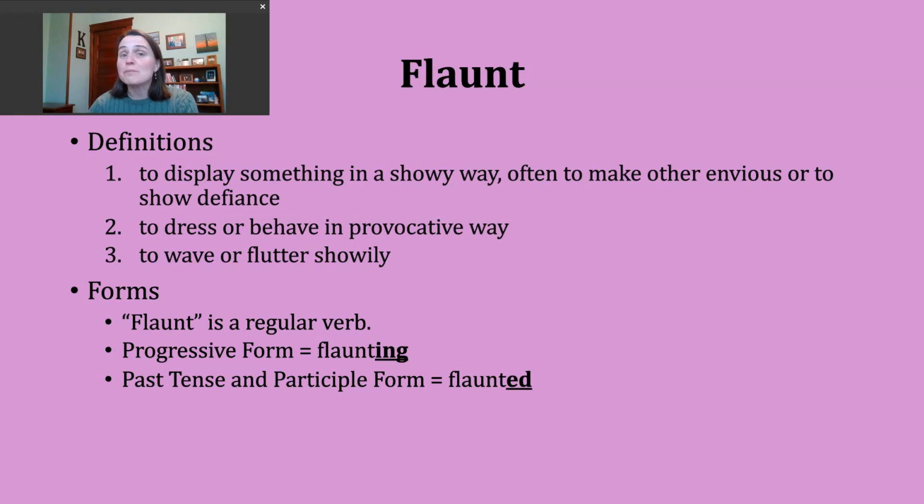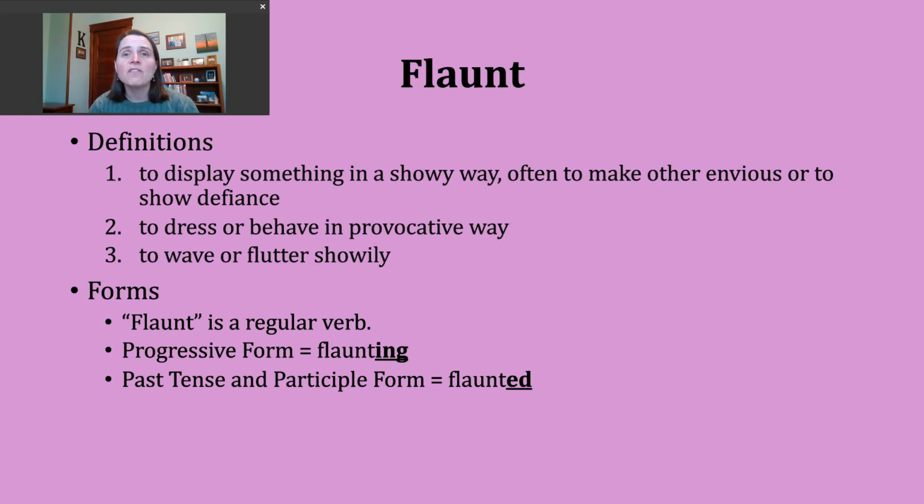Now, a third way you might hear the verb flaunt used is to mean to wave or flutter, again in a showy manner, or showily. For now, you should know that flaunt is a regular verb. To make the progressive form of this verb, all you need to do is add ing to form flaunting. The past tense and participle forms of this verb can be made by adding ed.